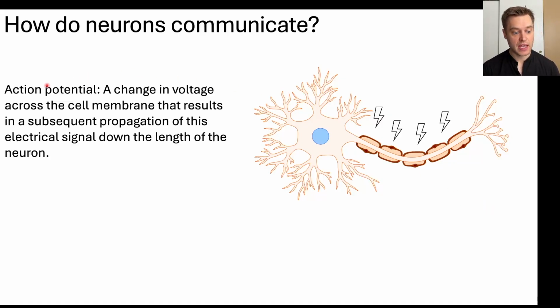So again, an action potential is a change in voltage across the cell membrane that results in a propagation of this electrical signal down the length of the neuron. So the neuron is receiving information here up at the dendrites from presynaptic cells, and it is getting an influx of ions that are then going to cause a discharge of electrical activity. Okay? So this is the primary and fundamental way that neurons are functioning.